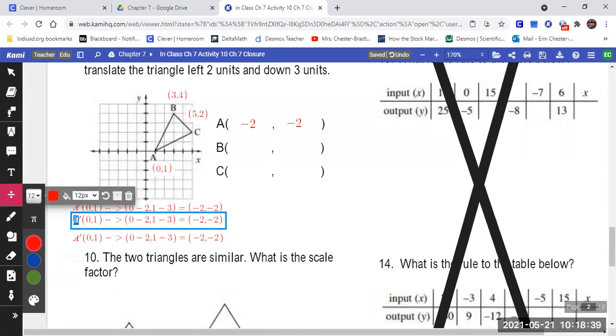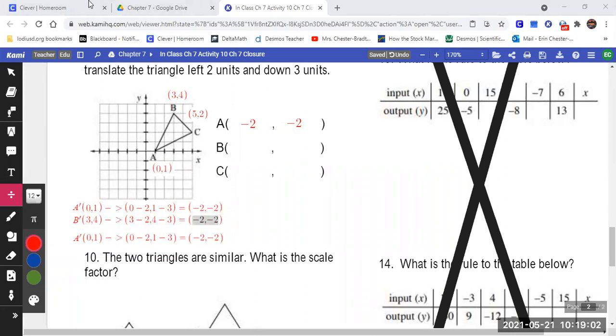This one's changing to B, and B was at 3, 4. So I have to change it to a 3 subtracting 2 and a 4 subtracting 3, and I get a new coordinate of what? Three subtracting 2 and 4 subtracting 3. So what's my new coordinate? Well, do the math. What would my new coordinate be? 1, 1. I'll put it up there in a second.